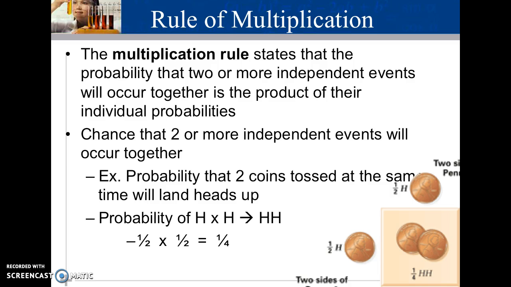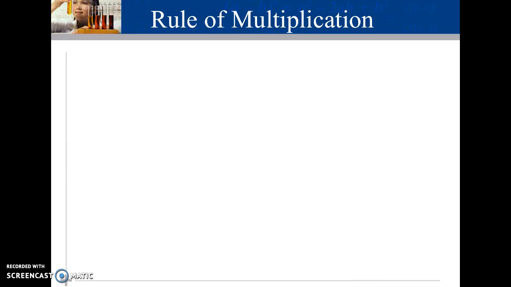The rule of multiplication states that the probability that 2 or more independent events will occur is the product of their individual probabilities. So for example, when I toss 2 coins at the same time, the probability that they will both end heads up needs to be multiplied as opposed to just added like we do with the Punnett square.